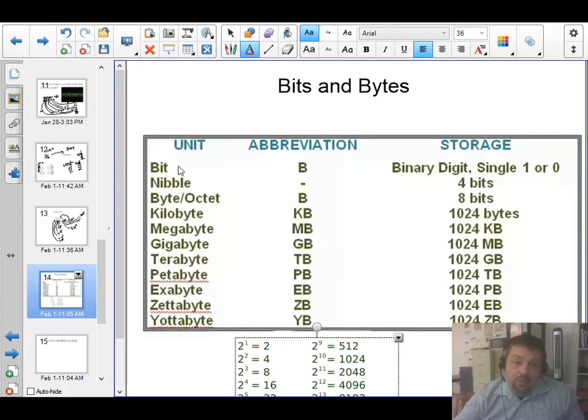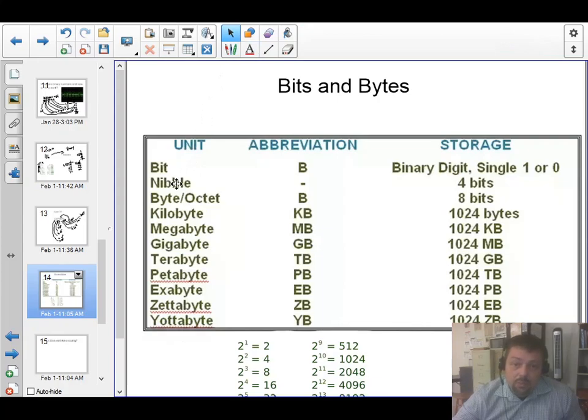First of all, the simplest is a bit. That's just a single 1 or a 0. That's a single binary digit. And the one that is very rarely used, but I've heard mentioned before, is called a nibble. A nibble is 4 bits. It doesn't even have an abbreviation because nobody ever uses it for anything, at least not in modern computers. In old computers, it was a bigger deal because the distinction between 4 and 8 bits mattered a lot. 4 bits are rarely used for anything nowadays, so that's not a very common term.